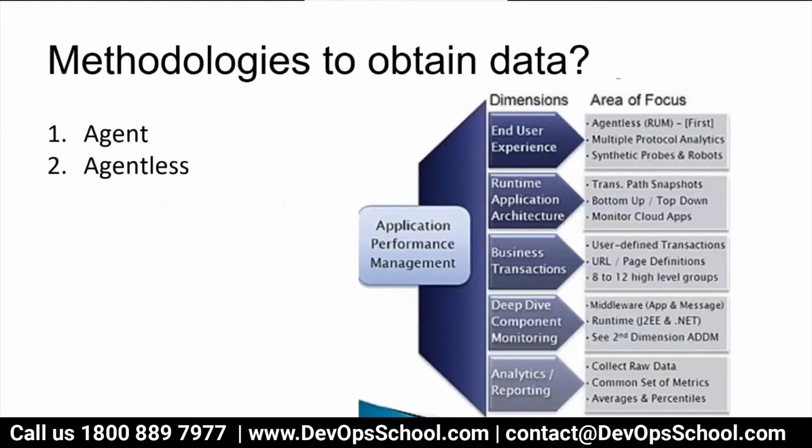So there are two ways to do that: agent and agentless. And if you are thinking agent means Datadog agent, then you are wrong. If you're thinking agent means New Relic infra agent, then you are wrong. If you're thinking Dynatrace OneAgent, then you are wrong. If you're thinking AppDynamics agent, then you are thinking wrong. The agent here has a different definition, and I would like you to focus on it. So yes, agent and agentless, this is the way you can obtain the data for APM, and then you can see it on the dashboard.